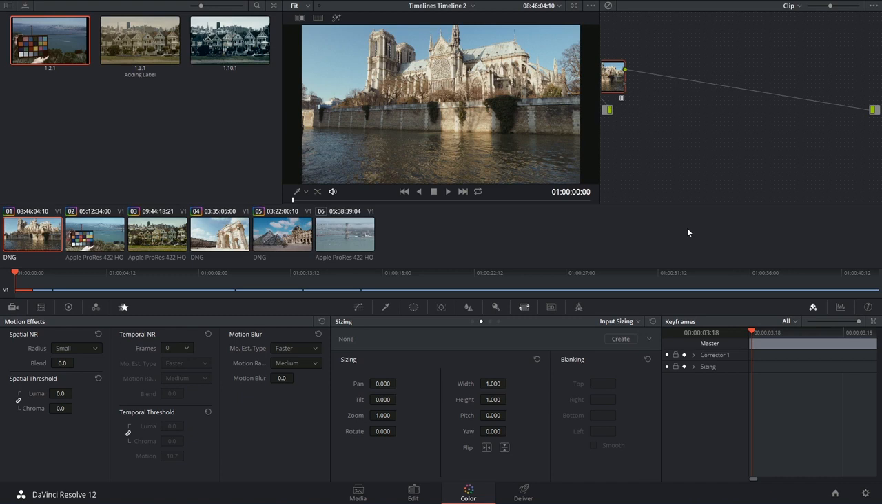Alright, let's get to it. So in the previous video, I promised to discuss the difference between 4K and 4K UHD.